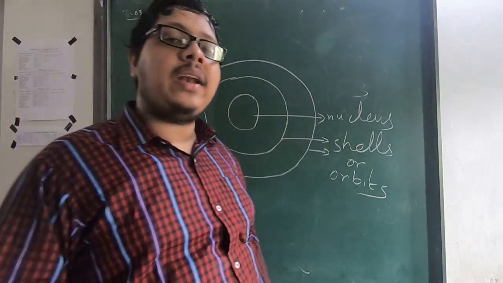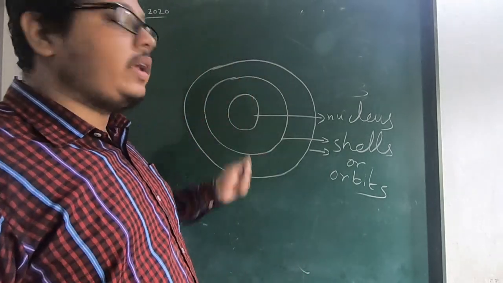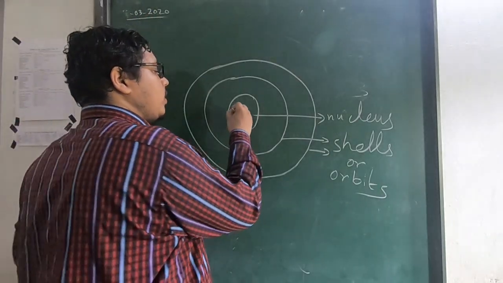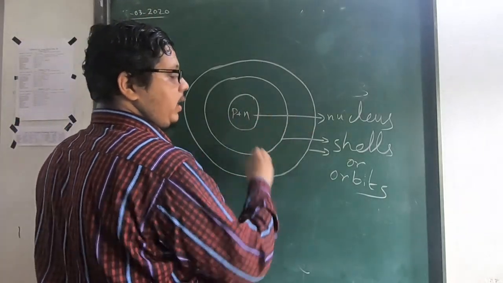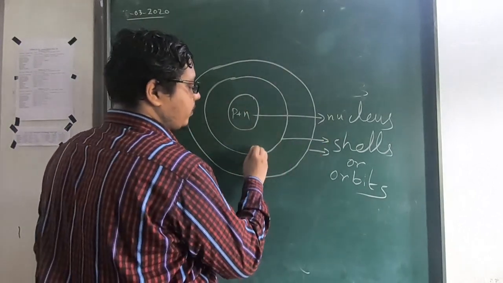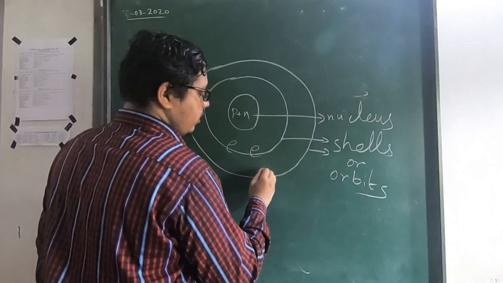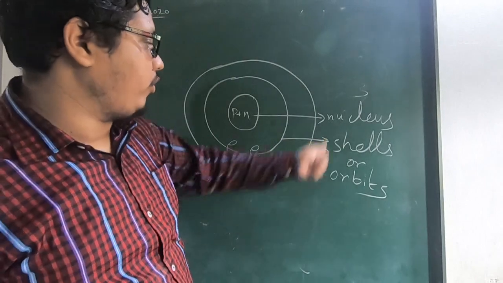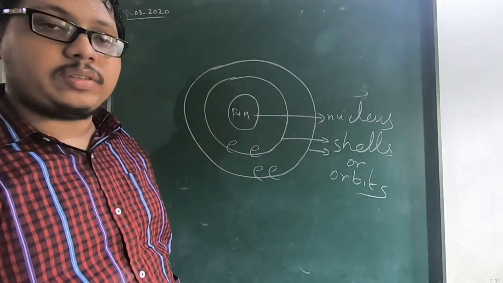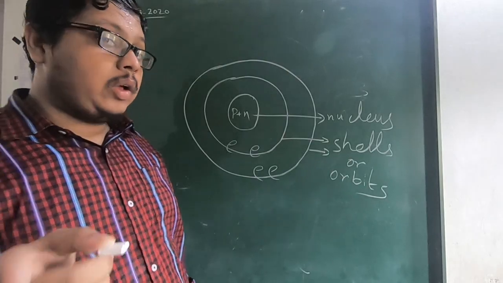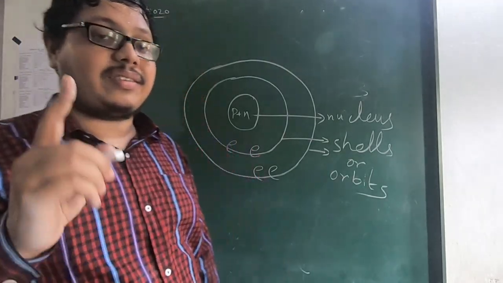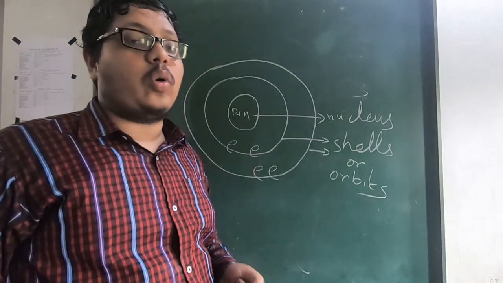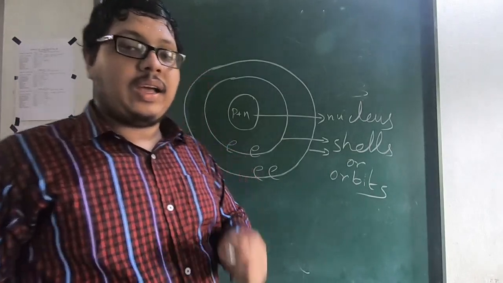Now, in the nucleus you have the proton and neutron. And outside, in the imaginary paths known as the orbits, the electrons are revolving around the nucleus. Electrons are doing what? They are revolving around the nucleus. Okay? We have already discussed these things in class 8. Now, we need to know certain properties of the subatomic particles. Let's discuss those.